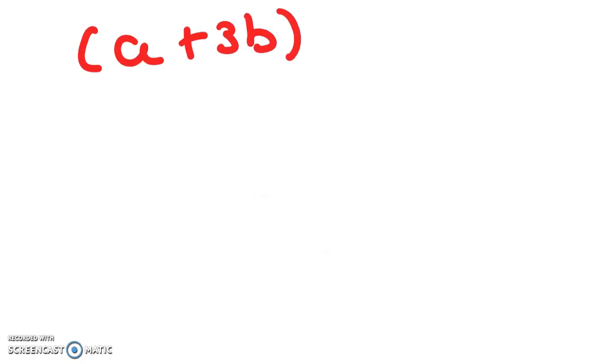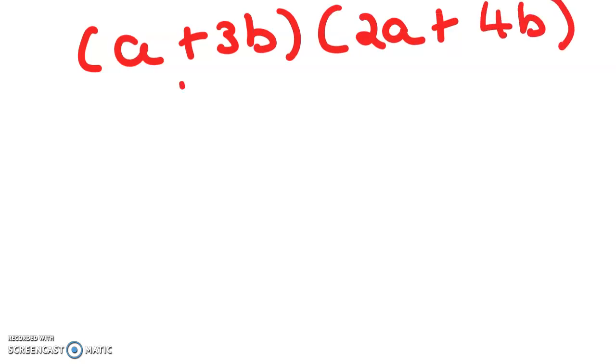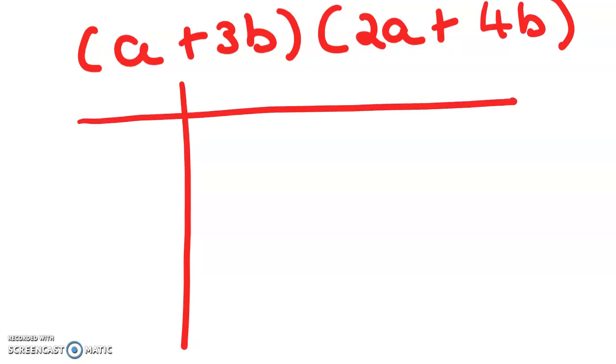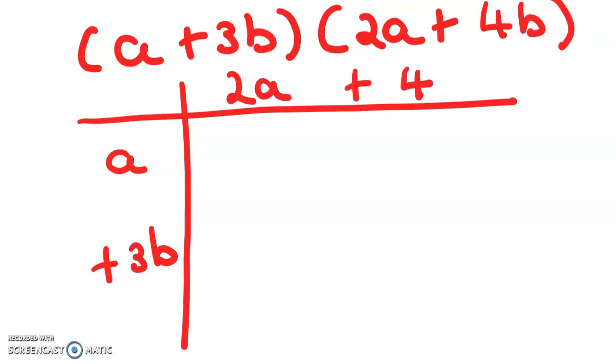Let's make it a bigger multiplication. Let's say I'll do a's and b's. It's a plus 3b bracket 2a plus 4b. These are factors. I'll write down a plus 3b down the side, 2a plus 4b on top. And what I'm going to do is multiply in. So a multiplied by 2a, 2a squared. a multiplied by 4b, plus 4ab.